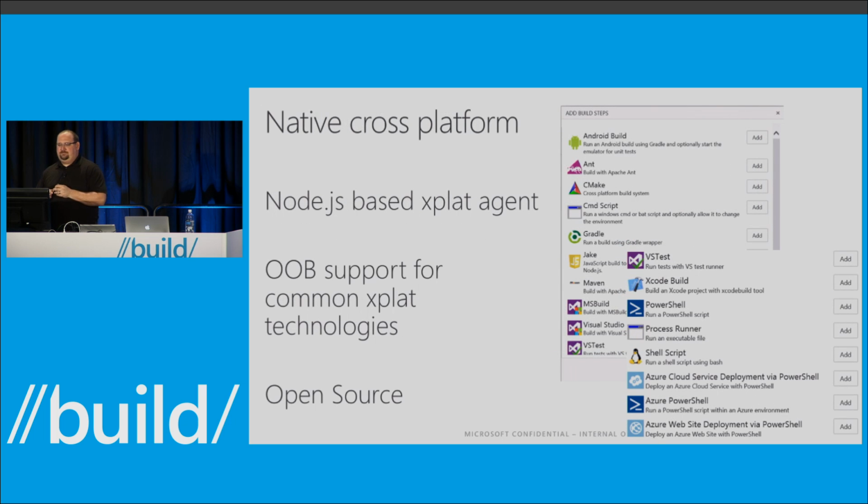So, native cross-platform. It's a Node.js-based agent that runs on Mac OS and Linux. Primarily, we've tested on Ubuntu. So over time, we'll keep testing on other frameworks, but it basically runs wherever Node runs. And so far, that's been pretty good. We have lots of out-of-the-box support for common technologies that you use on various different cross-platform frameworks. And of course, it's open source, so you can go see it. We will be taking contributions if you so feel inclined to fix a bug or implement a feature.